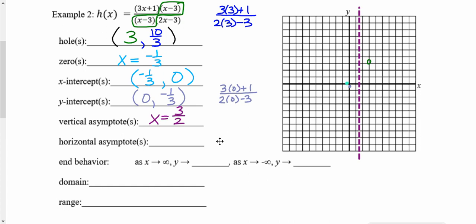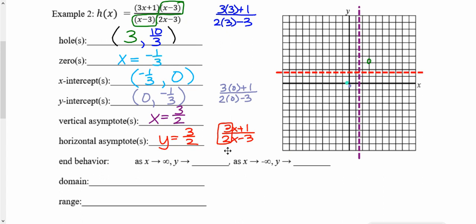Now remember, to find the horizontal asymptote, we're going to look at, in the reduced form, what happens with our top and bottom. I've got 3x plus 1 over 2x minus 3. So essentially, it's 3x over 2x if I'm looking at the big powers. 3x over 2x would reduce to 3/2. So that 3/2 when I reduce is going to be my horizontal asymptote, which would be y equals 3/2. And I can draw a line up here at y equals 1.5 as my horizontal asymptote.